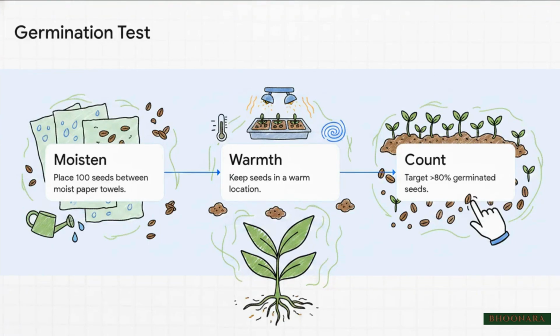Look, before you even think about firing up a tractor, you really should perform this super simple seed germination test. Just take 100 seeds, place them between some moist paper towels, keep them in a warm spot, and count what pops up. You're looking for at least an 80% germination rate here. This one ridiculously simple step prevents the absolute heartbreak of poor field establishment. It helps you assess true seed vigor before you commit your valuable time and land to a subpar crop.